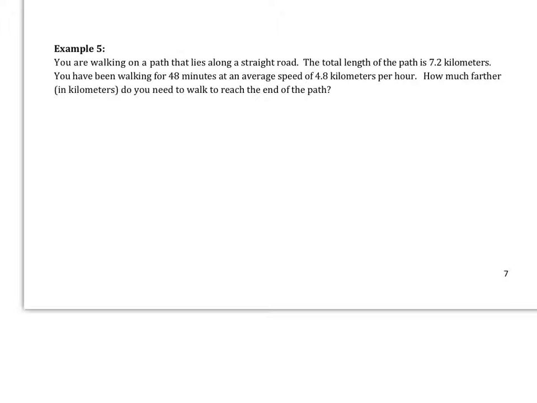So what we've got though, you are walking on a straight path. So I'm just going to start with a straight line, or as straight as I can get, a segment here. The total length is 7.2. So this whole thing is 7.2 kilometers. You have been walking for 48 minutes at an average speed of 4.8 kilometers per hour. So over here, I'm going to kind of set that up. You are somewhere on the line, but we need to find out exactly where that is.